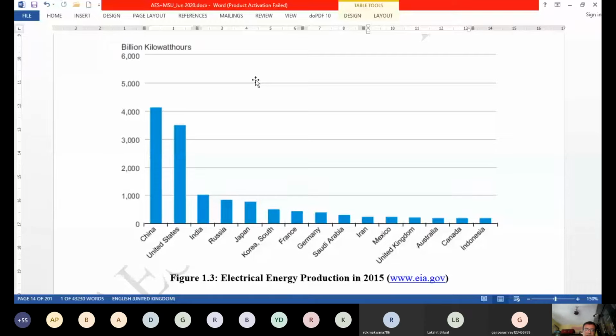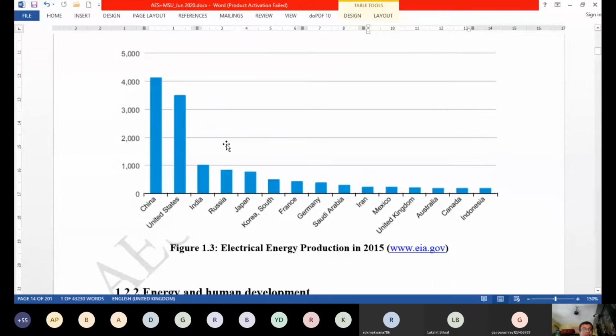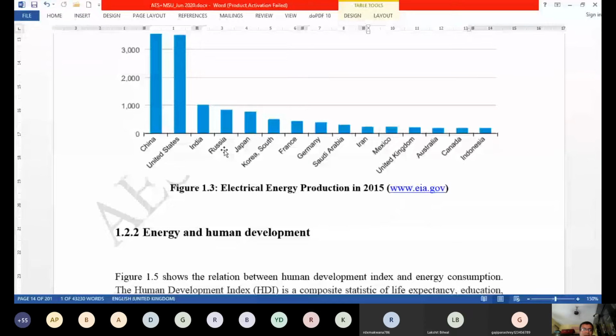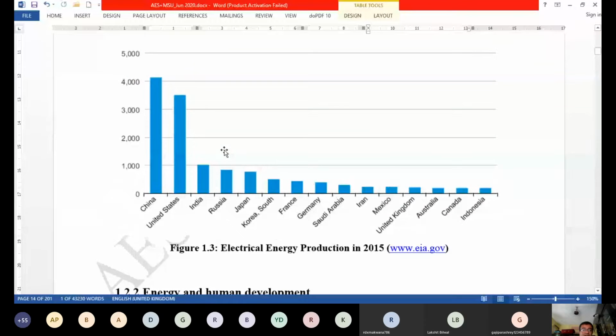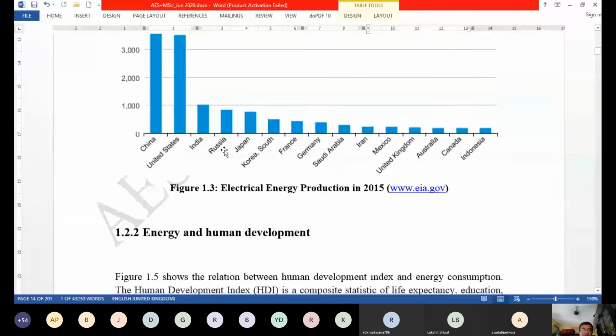So electrical power consumption also is very high in China and USA. In India also, compared to many others, it is high, but then the population is also high. So per capita consumption becomes low. So generally, the living standard is higher when the GDP per person is higher, but GDP will be higher if energy consumption will be higher. Okay, so that's showing a relation between GDP and energy.